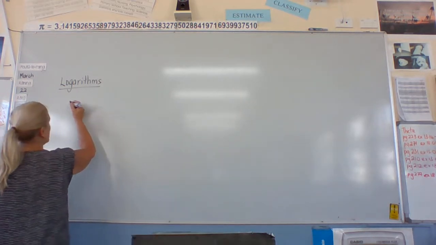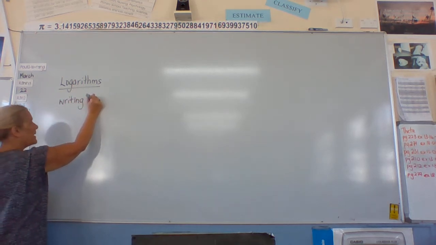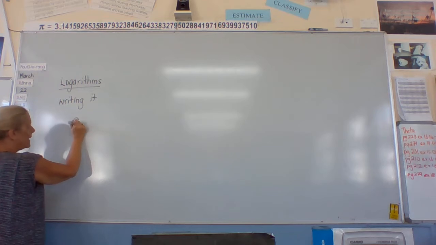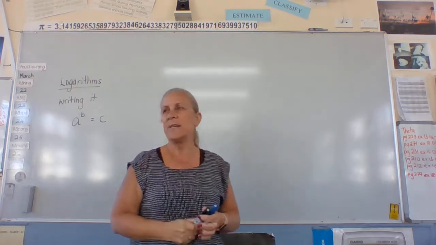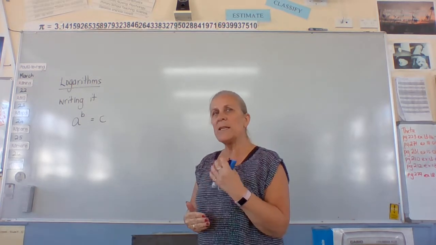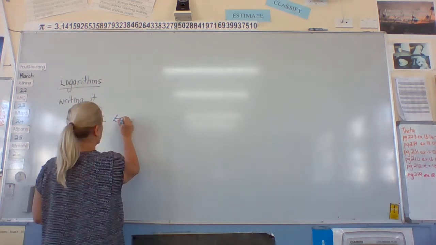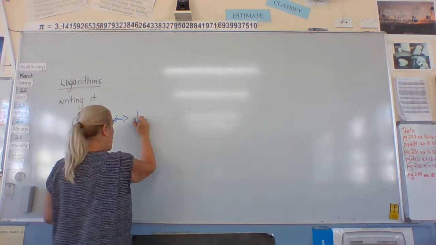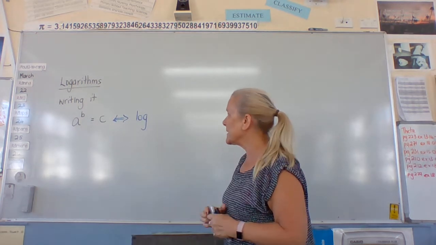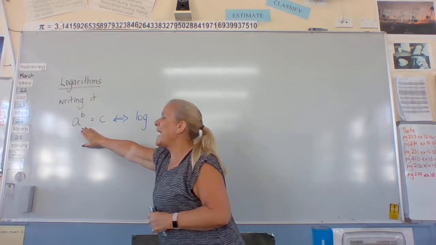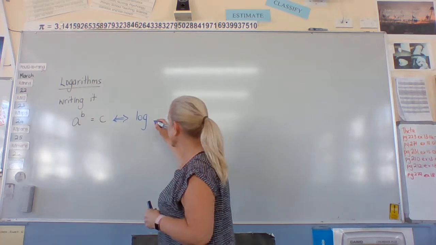So if we have a to the b equals c, we can put anything in for a, b, and c, they're variables. We can rewrite that in log form to be log. The trick is, where do the a, b, and c go? So what do we call the a in this? The base. And the base in a log statement goes here.